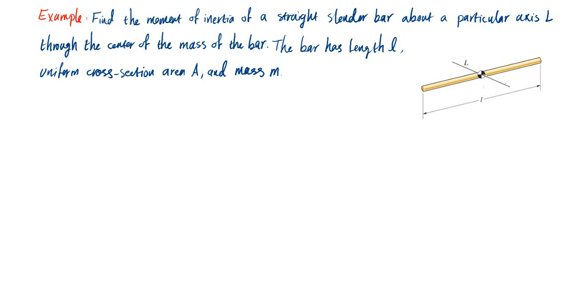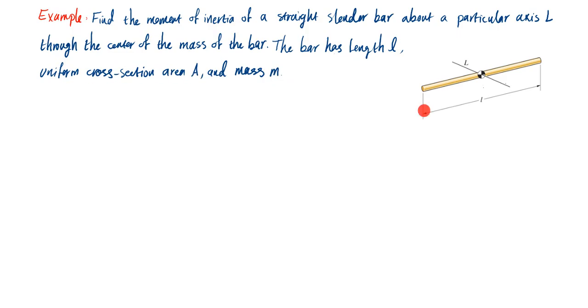Okay, let's take a look at two examples and see how we can actually calculate the mass moment of inertia, or moment of inertia, now that we know what it means. So here we have a slender bar, and slender, by the way, means that the bar's length is much greater than its width, so we can safely ignore the width and just take into account the effect of the length of the bar. Now this bar has a mass of m, a uniform cross-section area of A.